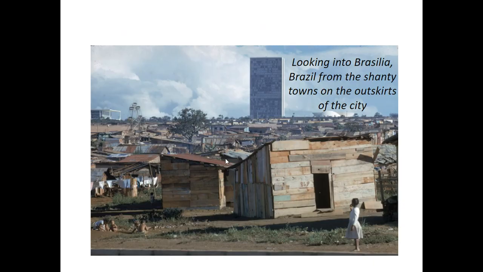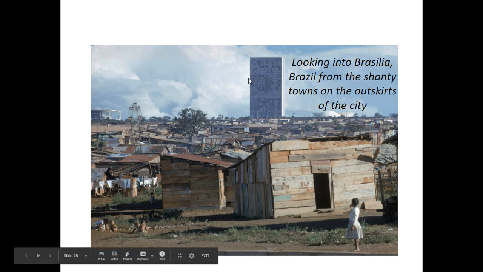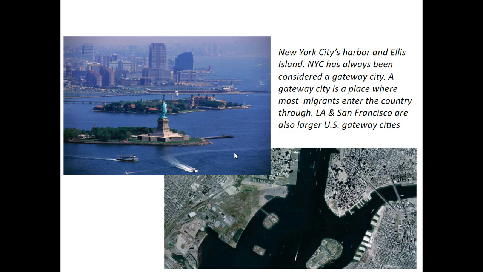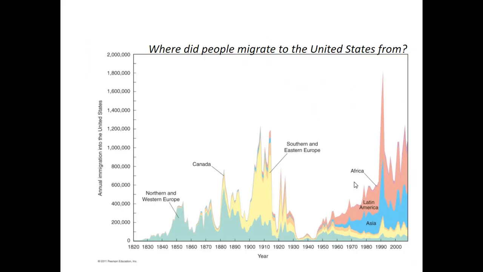And here is poor regions of Brazil, and then trying to come into the city for jobs. And then the history of our country has been one where immigrants came to Boston or New York or San Francisco, and we call those gateway cities, places where lots of immigrants will hopefully find jobs.